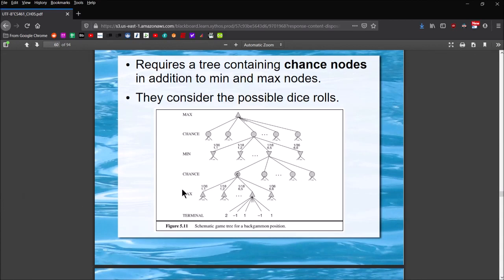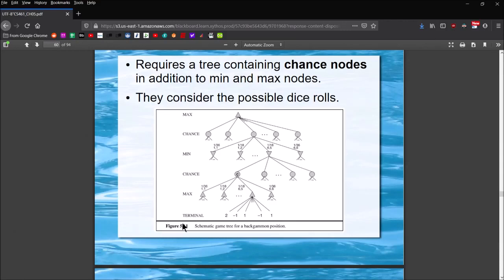And so the tree alternates between max, chance, and min levels until you get to your terminal nodes, right? The terminal nodes represent a final position in the game, where you have one person winning or the other, and you can assign your usual utility values to those terminal nodes. In the textbook example, they assigned utility values of 2, -1, 1, -1, and 1, and so forth, as you can see at the bottom.